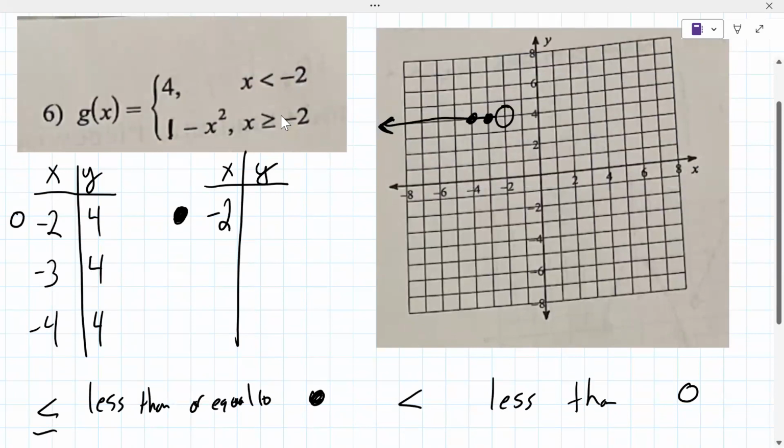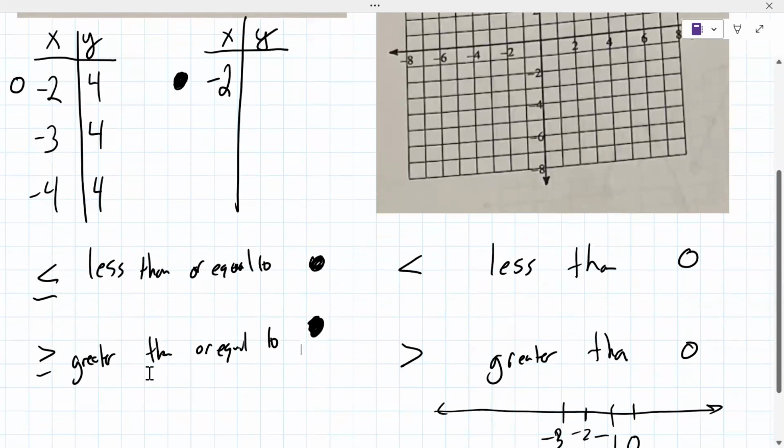X is greater than or equal to -2. So are the numbers bigger or smaller than -2? They're less, they're small. Didn't you just say greater than? Yeah, because greater than or equal to means bigger. So greater than means bigger. What's a number that's larger than -2?